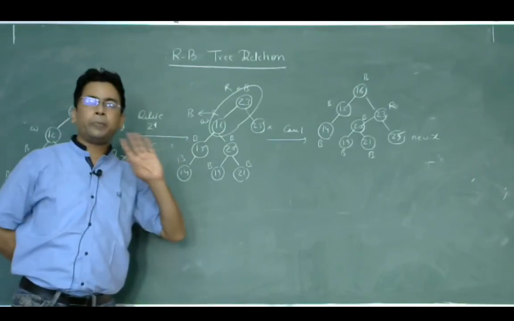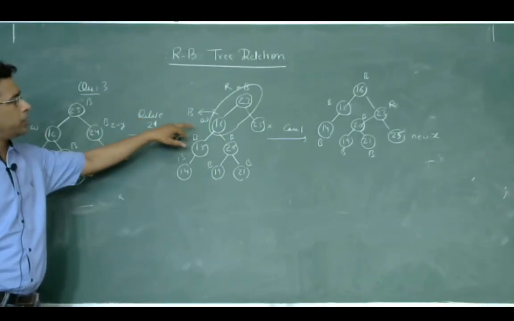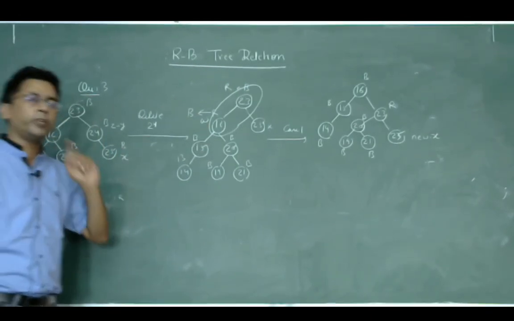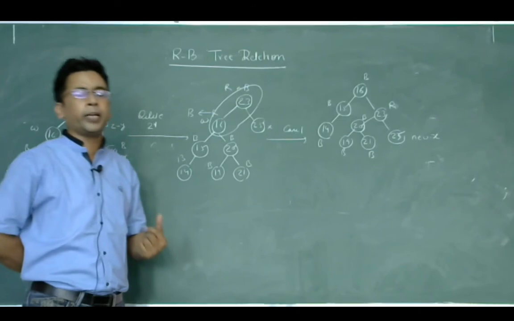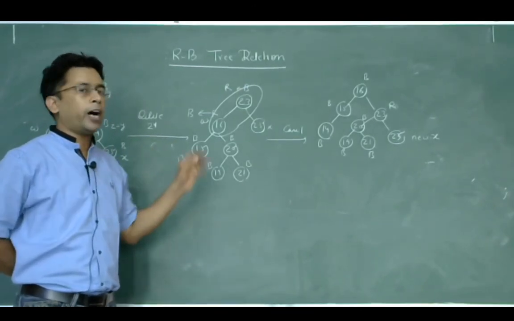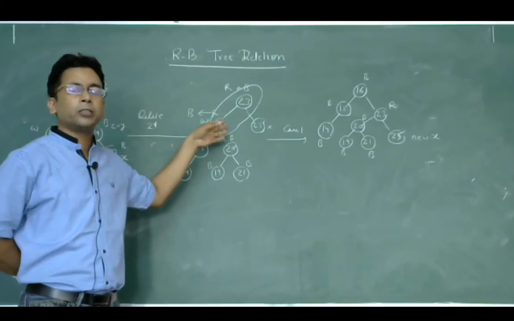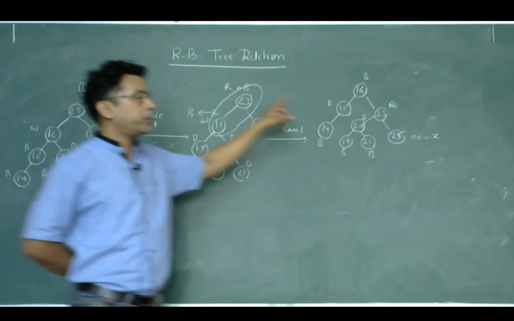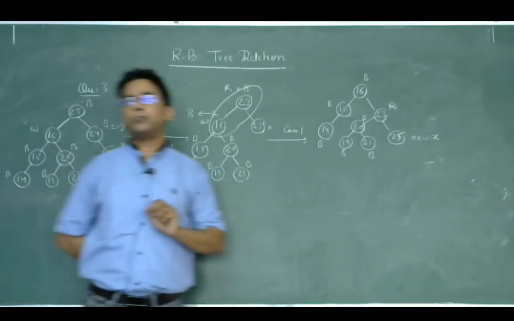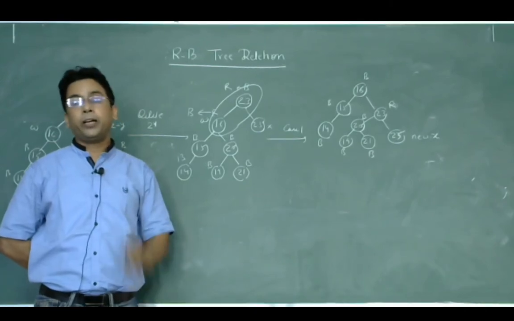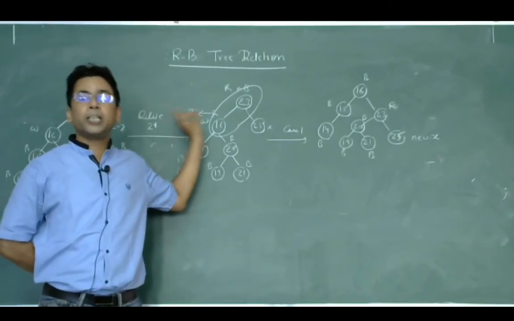Let me repeat it once again. Here the sibling was of red color, so case 1 was applied. In case 1, we change the color of the sibling into black and the color of the parent into red. After that, perform the right rotation between the parent and the sibling, and after that find out the new position of x, which will be the right child of the parent. Parent will be of the initial state.